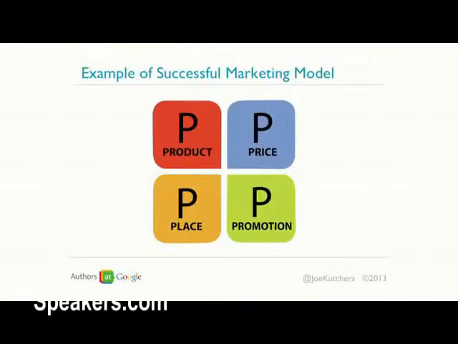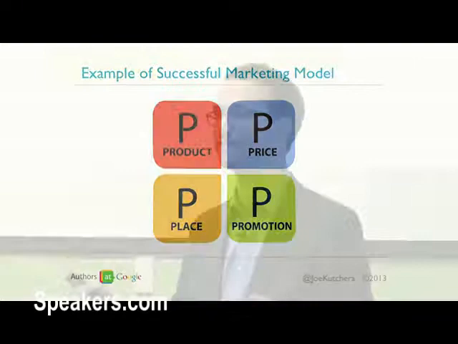We know the 4 Ps: place, price, product, and promotion. It's been used for decades for marketing planning: where are we going to sell our product, what's the price, how are we going to promote it, and the retail channel.